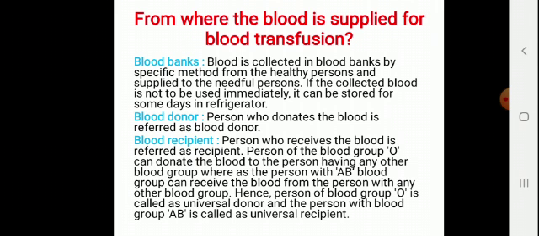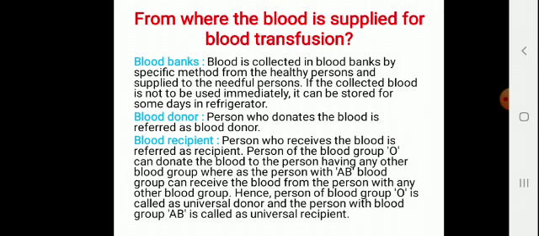Person who donates the blood is referred as blood donor. Person who receives the blood is referred as recipient. Person of blood group O can donate the blood to the person having any other blood group, whereas the person with AB blood group can receive the blood from the person with any other blood group. Hence, person of blood group O is called as universal donor and the person with blood group AB is called as universal recipient. Children, have you understood the concept clearly?